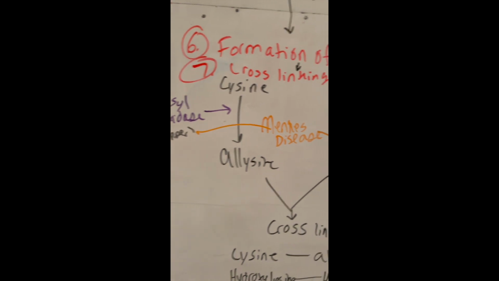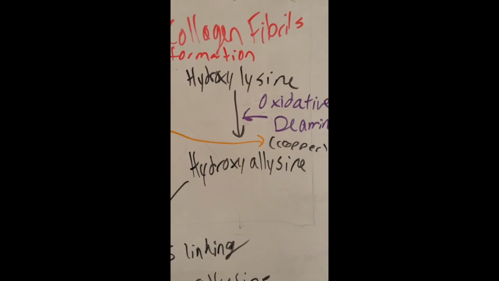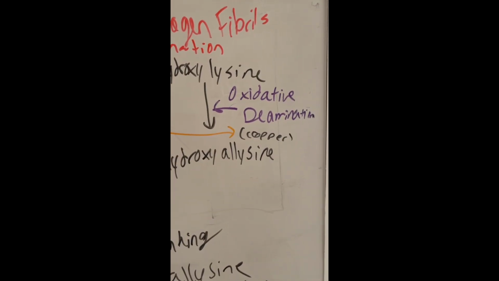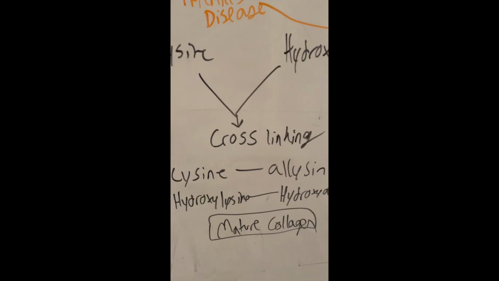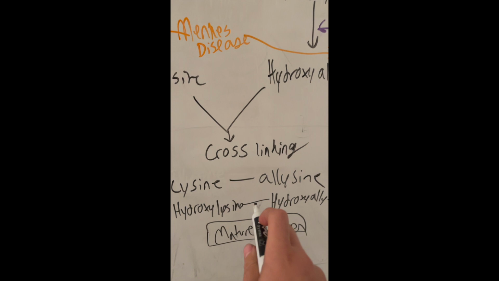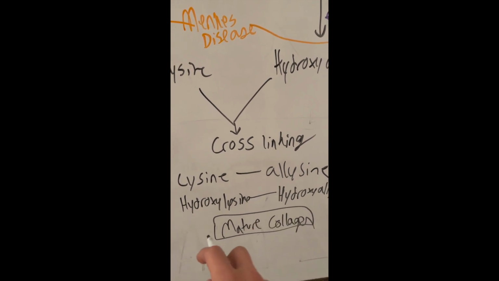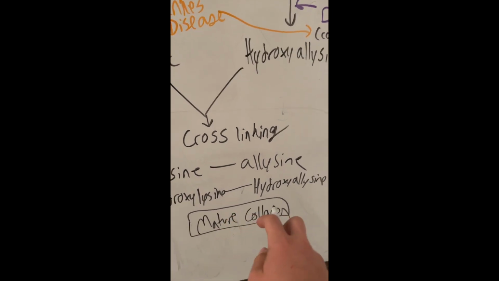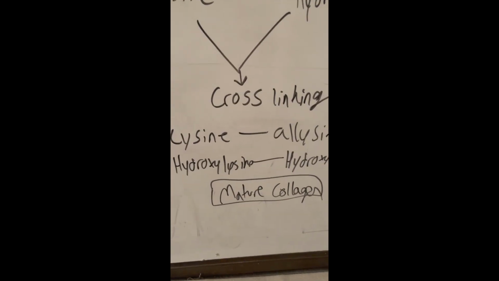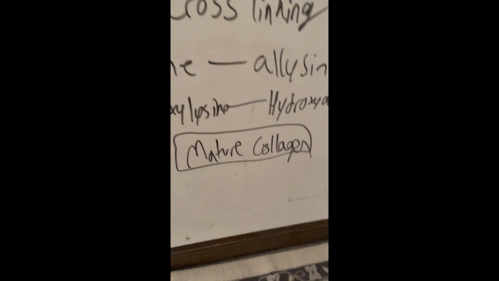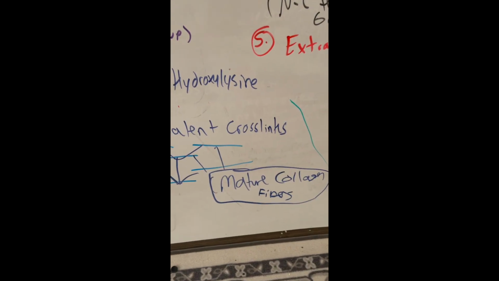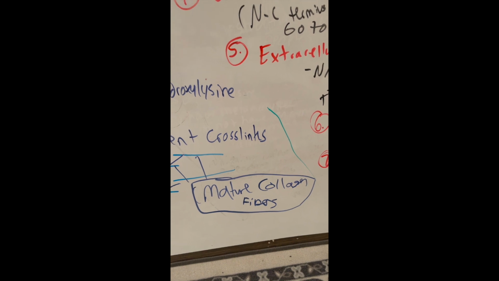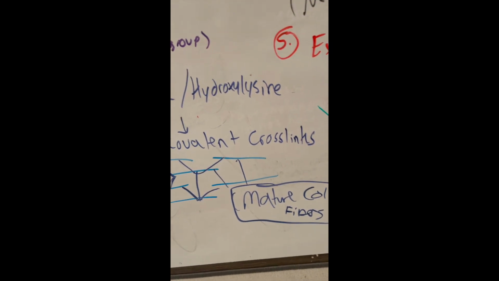Okay, when that happens, hydroxylysine becomes hydroxyallysine via oxidative deamination. And what are they going to do? They're going to cross-link. So allysine is going to bind to other allysine molecules, and hydroxyallysine is going to bind to other hydroxyallysine molecules. What is this going to form? The mature collagen. We said it right here. These covalent crosslinks form mature collagen. So these mature collagen fibers are what will be used by the body.